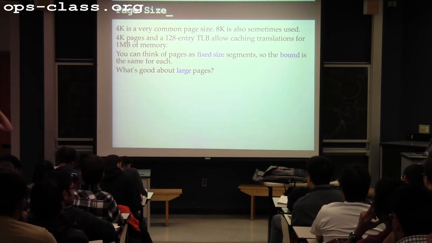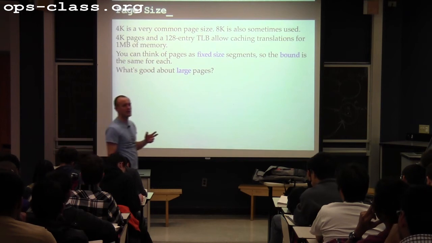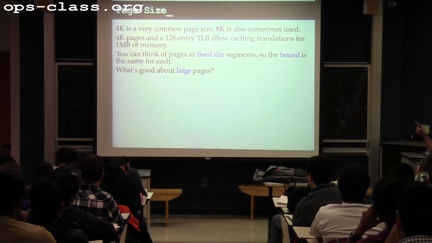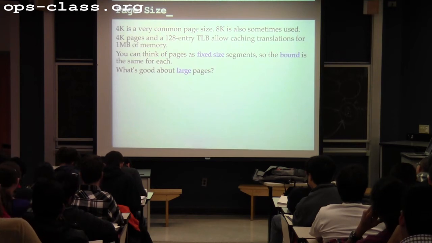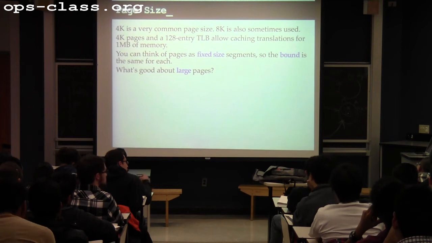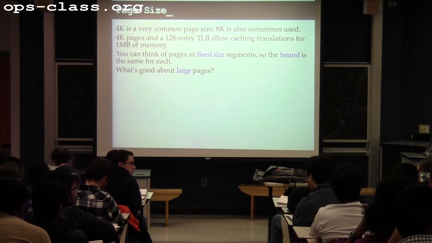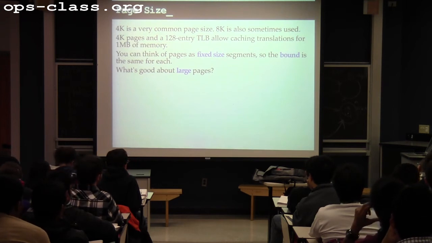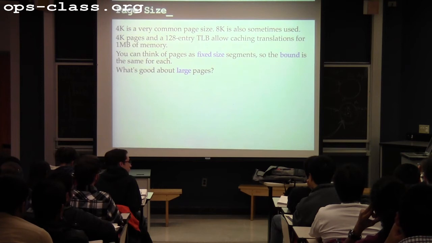So when we go with page size, let me just make sure you understand this trade-off. Let's say I was asking you to justify using larger pages rather than smaller pages. What's good about large pages? Yeah, so if I had 8K pages, then I actually could cache 1 megabyte of memory with this system, with 128 entries.